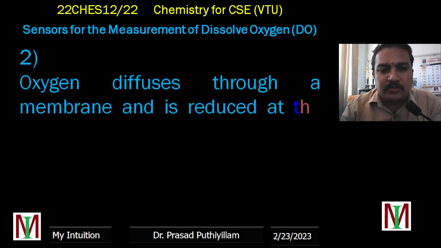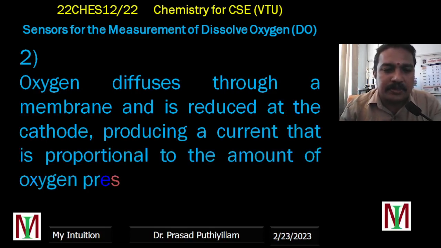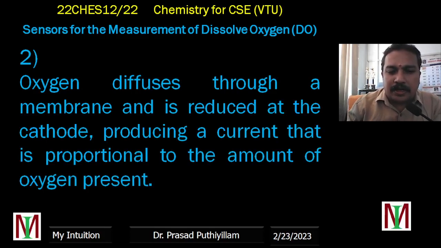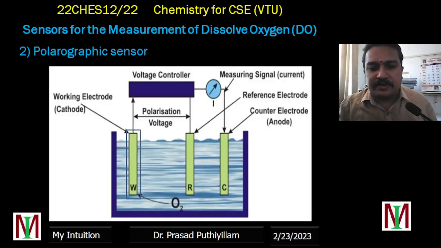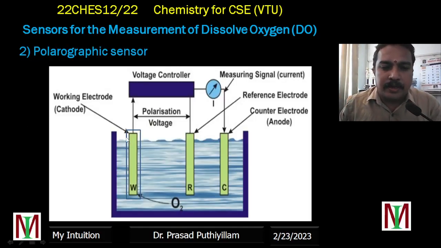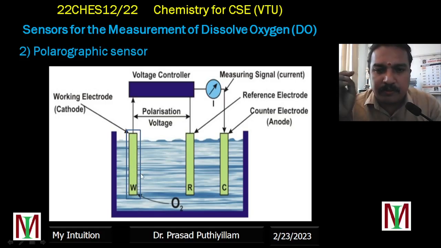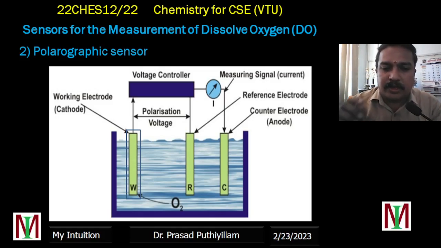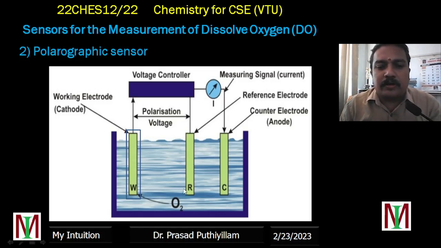Okay, so oxygen diffuses through a membrane, so that membrane I represented there, and current is proportional to the amount of oxygen present, which is already given. Here a membrane is given. In the actual image it was not there, so I only put a square box here. This is actually a cover to this electrode, which is an oxygen permeable membrane. Only oxygen can go through that, no other gas molecule or any other material will mix with that oxygen and give erratic results, results with errors.